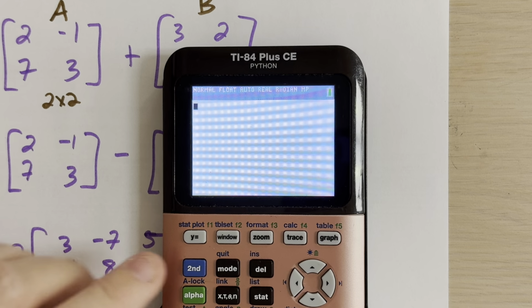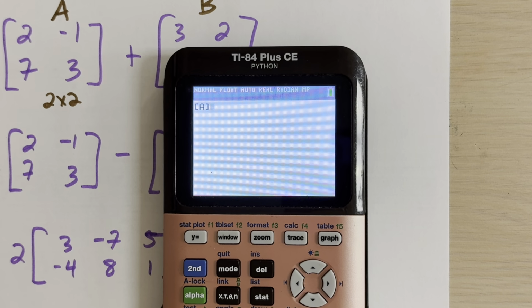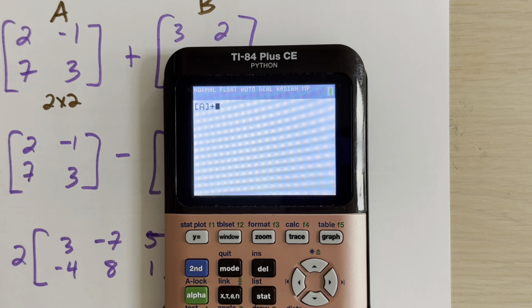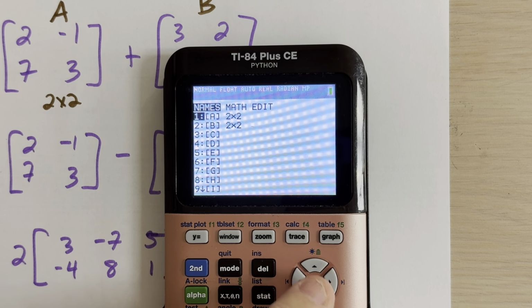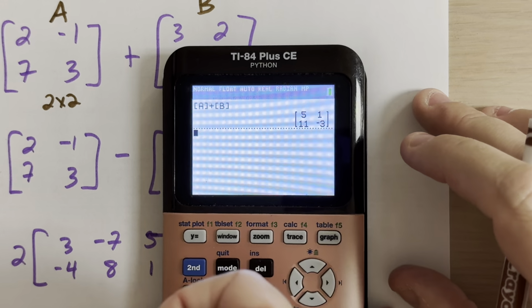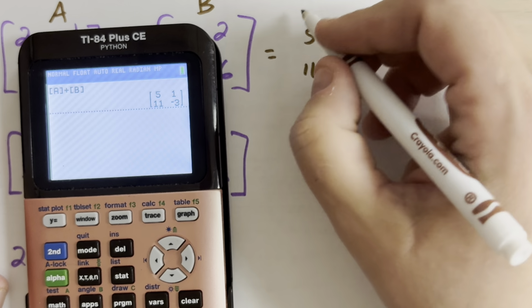So I'm going to go back to the matrix screen, second inverse, and then 1 is highlighted for matrix A. I hit enter and look at that, matrix A pops up. I want to add to that matrix B. So I go back to the matrix screen, go down to highlight 2, or I could just hit the number 2. And then there we go, there's our sum. Isn't that fun? So this is equal to 5, 1, 11, -3.